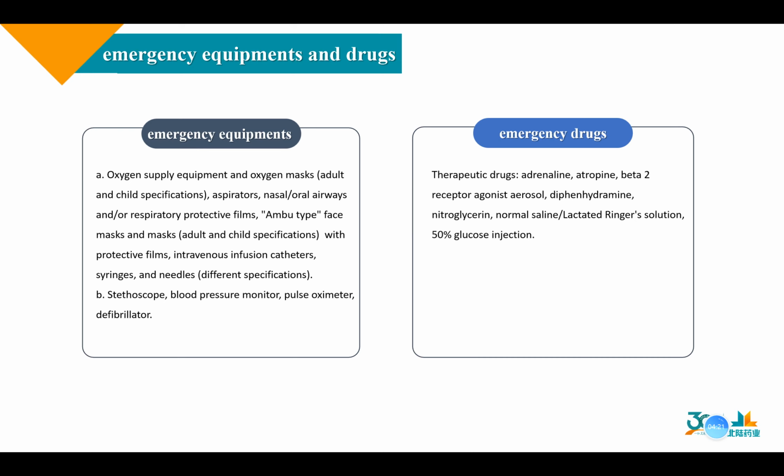About therapeutic drugs, examination rooms need to have adrenaline, atropine, beta-2 receptor agonist aerosol, diphenhydramine, nitroglycerin, normal saline, lactated Ringer's solution, 50% glucose injection. If we have the above equipment, medicines, and medical persons, the examination room is ready.